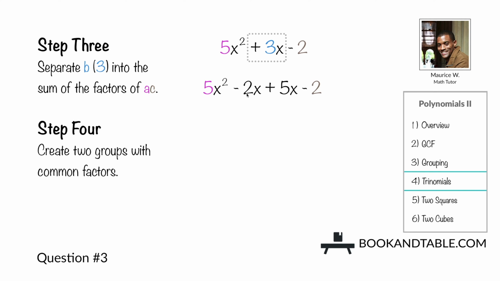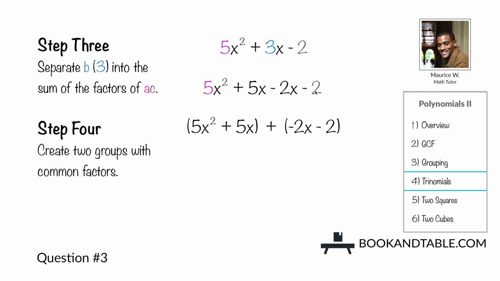The first two terms have a common factor of x that can be removed. But the second set of terms, 5x and negative 2, do not have a greatest common factor that can be removed. So since that is the case, we want to switch negative 2x and 5x. When we do that, the first two terms have a common factor of 5x that can be removed. And the second set of terms, negative 2x and negative 2, have a common factor of negative 2 that can be removed. So we create two groups with common factors by pairing 5x with 5x squared and negative 2x with negative 2.